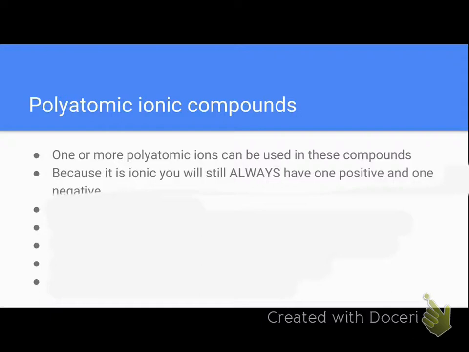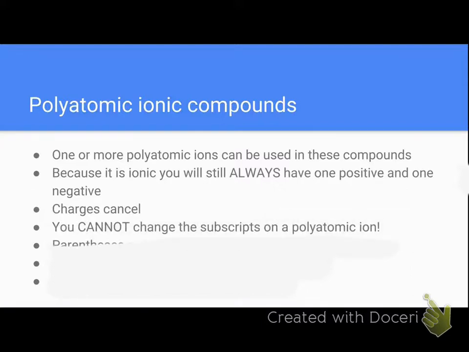Now, since it's ionic, you're still going to have a positive component and a negative component. If you remember, when we look at our polyatomic ions, most of them are negative. Actually, all of them are negative except for ammonium. So you're going to see your negatives show up a lot more, but you have to have a positive component. That would be our type 1 and our type 2 ions. Our charges are still going to cancel just as they have with our other ionic compounds.